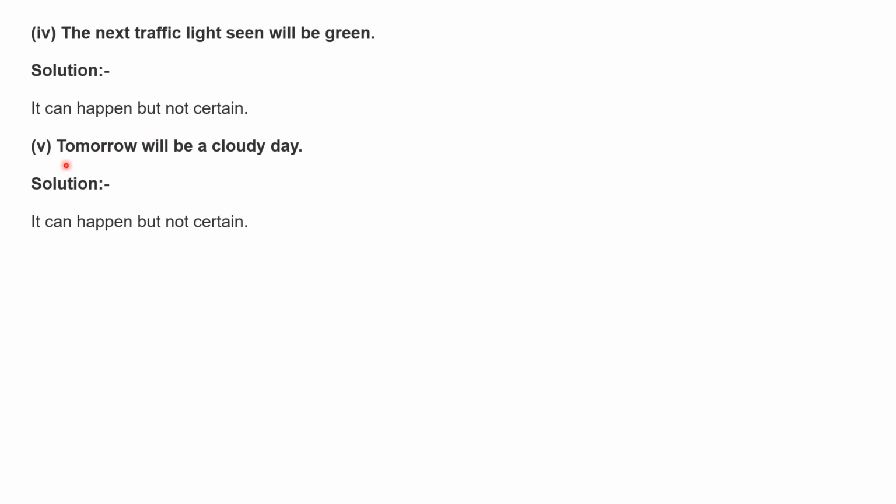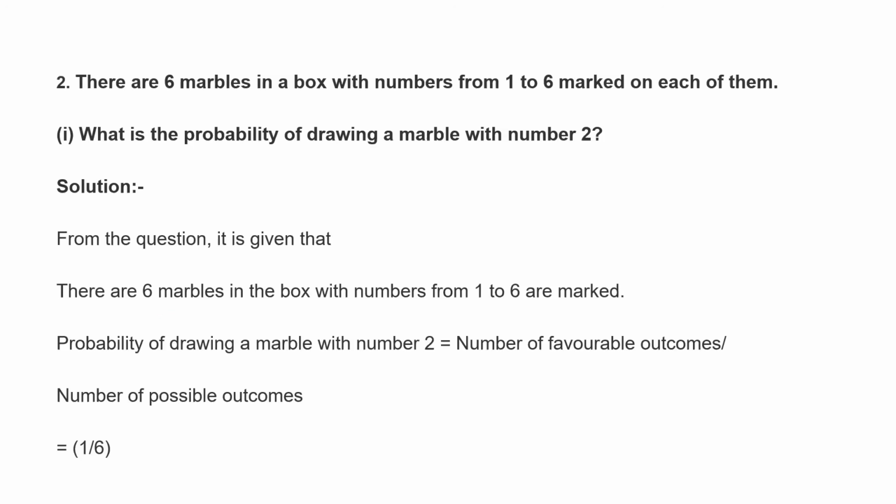Clear? So next: tomorrow will be a cloudy day. It can happen but not certain. We don't know whether tomorrow it will be a cloudy day or a sunny day, or how the day will be. That's why it can happen but not certain. Clear? So next question: there are 6 marbles in a box with numbers from 1 to 6 marked on each of them. What is the probability of drawing a marble with number 2?